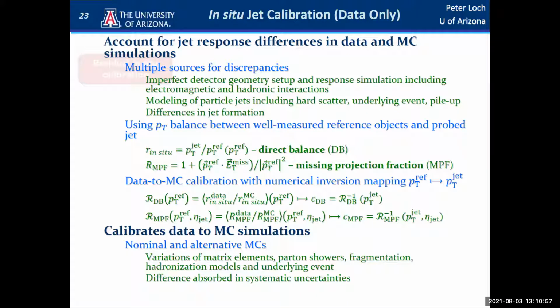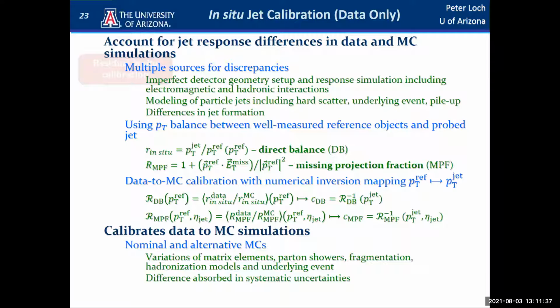Anyway, having done that, you construct a double ratio, basically either the direct balance or the MPF, where you divide the observation in data of the ratio by the corresponding ratio in Monte Carlo at a given scale. Typically, you start with the reference scale, the photon or Z boson scale, and then you can extract the calibration, including again the numerical inversion step, which allows you to get these functions at the scale of the jet.